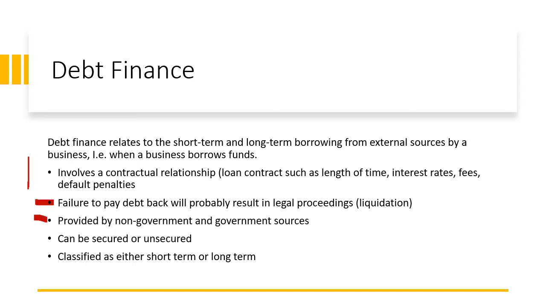Now you can have funds provided by government and non-government sources. So a lot of governments will provide grants for businesses. They can be secured or unsecured, which means, are they secured against something, a building, a car, some kind of money, or are they just going to give you the money and it's not going to have a surety against anything?